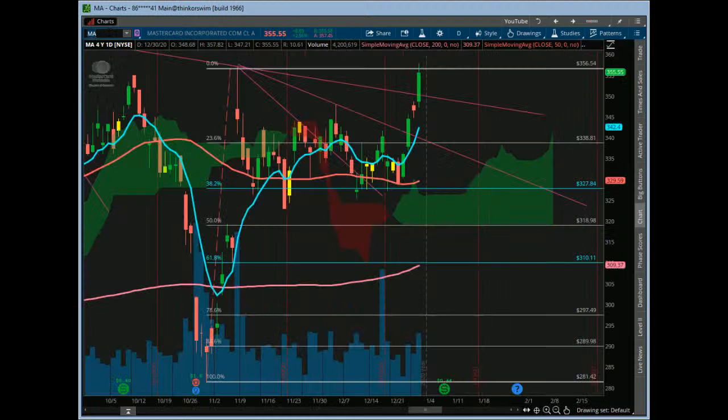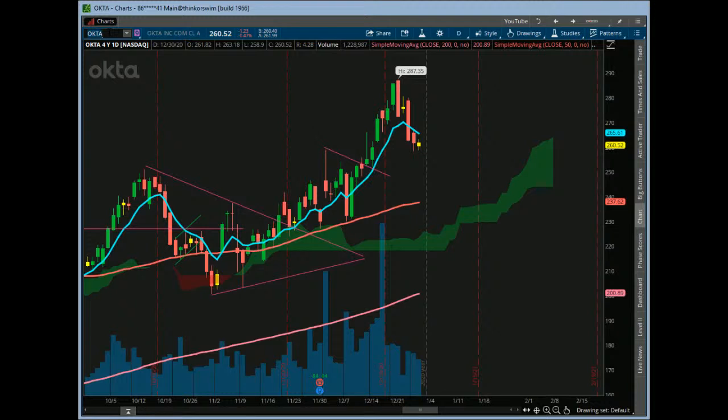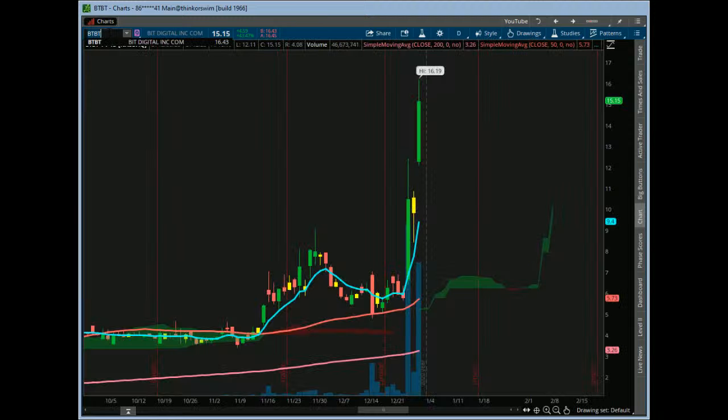MA. Yeah, MA again, just like Visa today. Nice doji sandwich up today. We love those ones going in. Okta with a compressed inside day right there, closing basically at the prior day's lows, right? So watch out for some downside on Okta, and of course BTBT. You know, decent move right there.